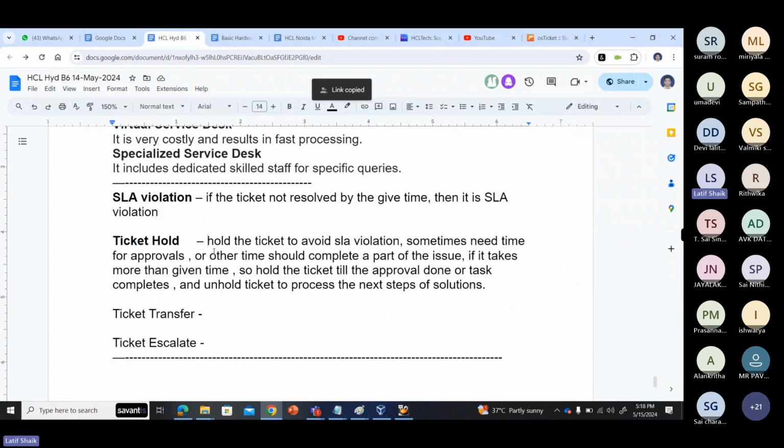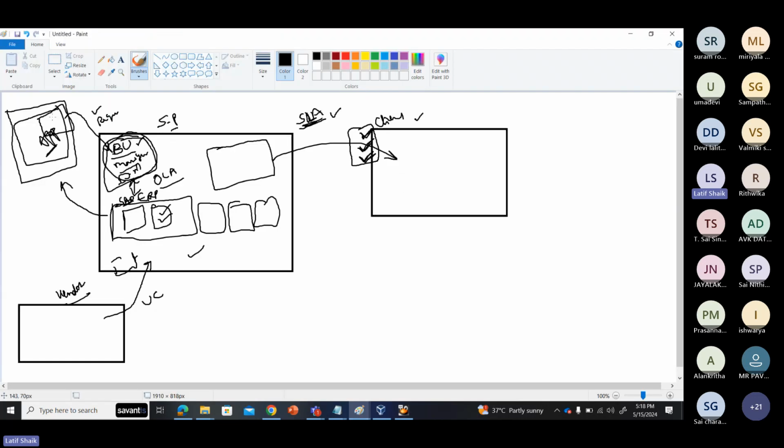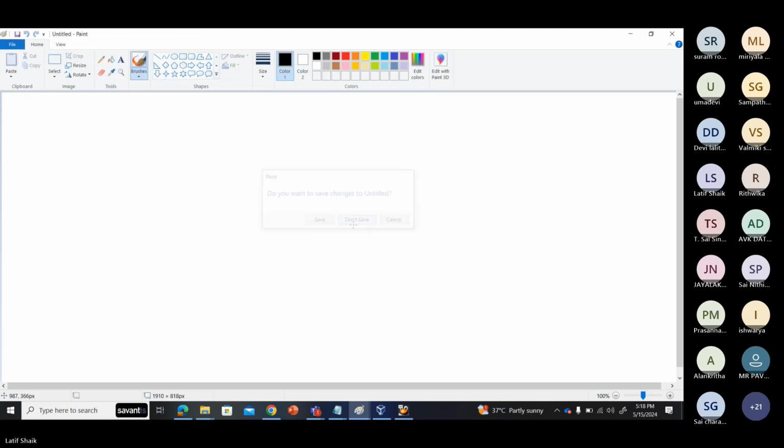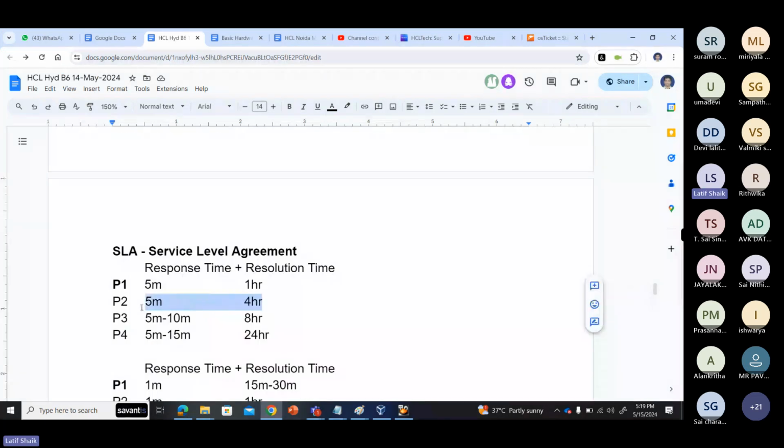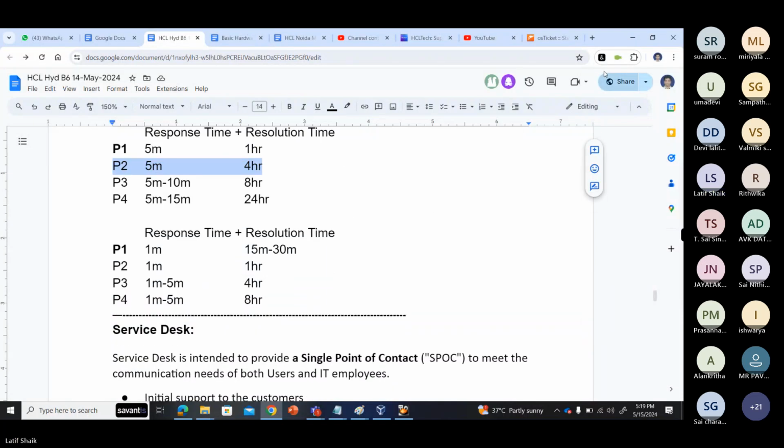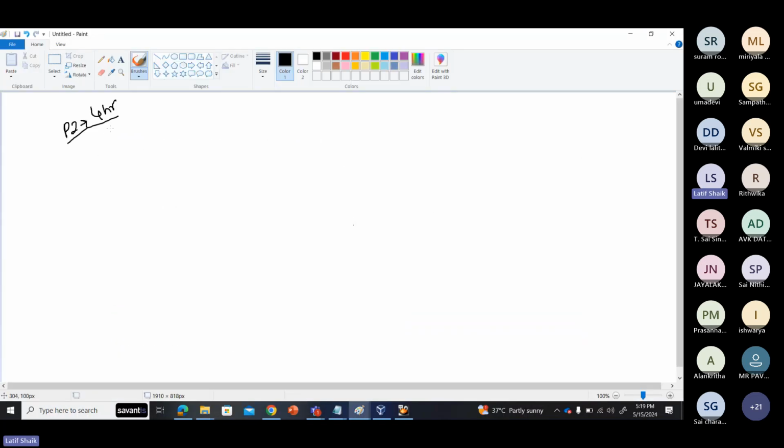What is the ticket hold? You can hold the ticket for a certain time, not a specific time. See the clock ticking. It is a P2 ticket as I gave, and you got 4 hours, or maybe 8 hours. What I have taken as an example is this P2 ticket, a very serious one for an organization. So I got a P2 ticket with 4 hours.